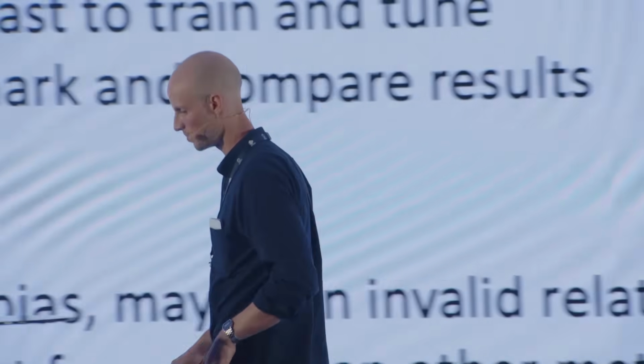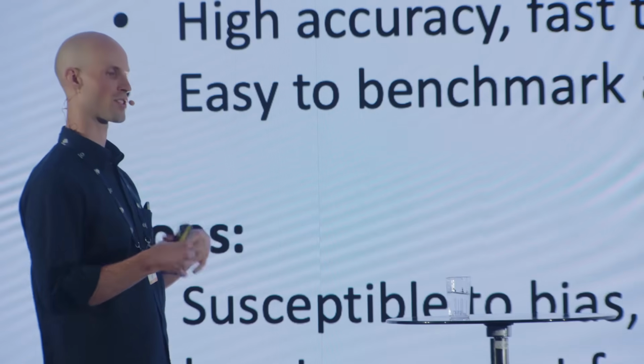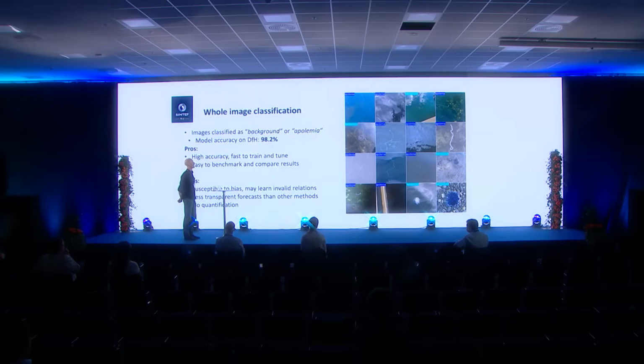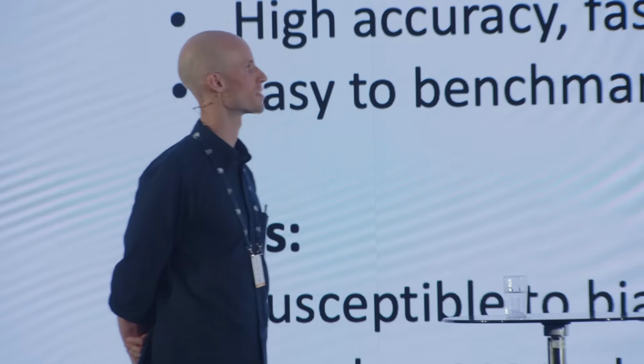Okay, so starting out with whole image classification. This is the simplest task where you say for an image, does it contain the organism you're interested in? In our case, it's apolemia. Or is it marine background, so the negative class? And it's a yes-no question for each image. And you see here a grid of 16 images that our model has classified. And when we've trained this on the Dugnad for Havet image data set, we achieved a cross-validation accuracy of 98%, which is satisfactory, we think.